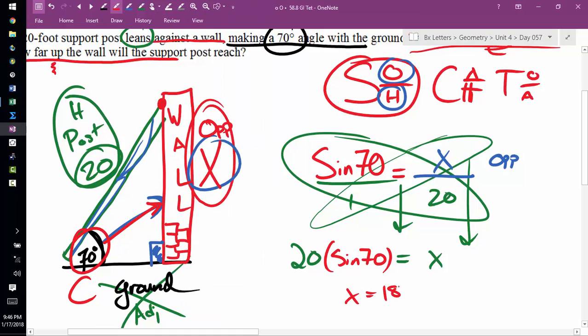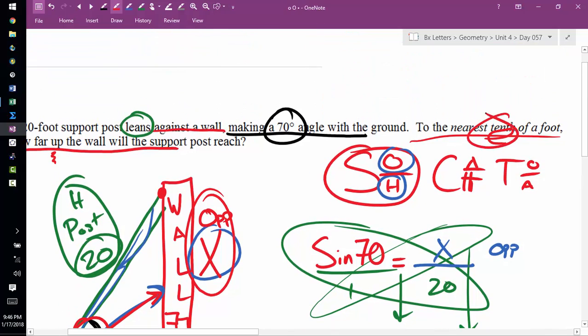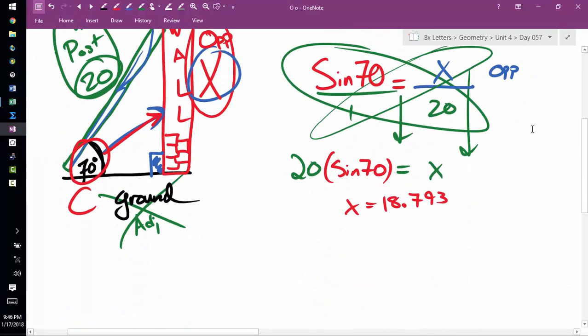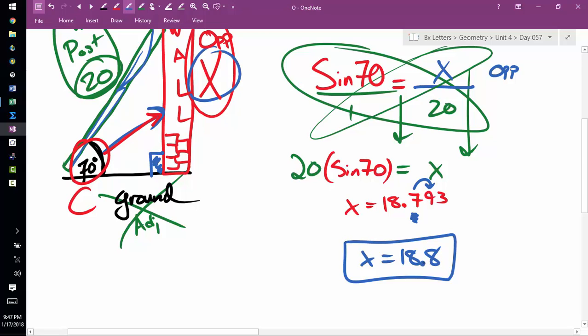X equals 18.793. And then I'm going to round based on how they asked me. And they want me to round to the nearest tenth. I'm going to come down here, find the tenths position, look to the right. Because that's 5 or higher, I'm going to round that 7 up to 8. This would be 18.8. I'm going to emphasize that decimal point.